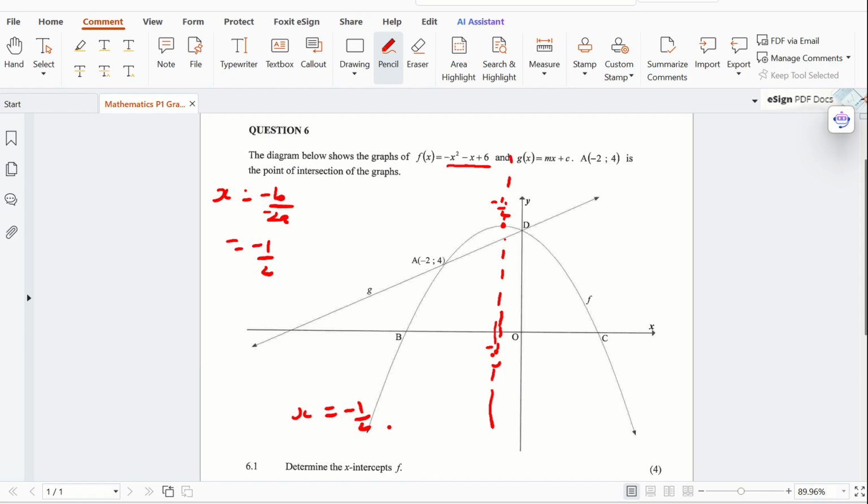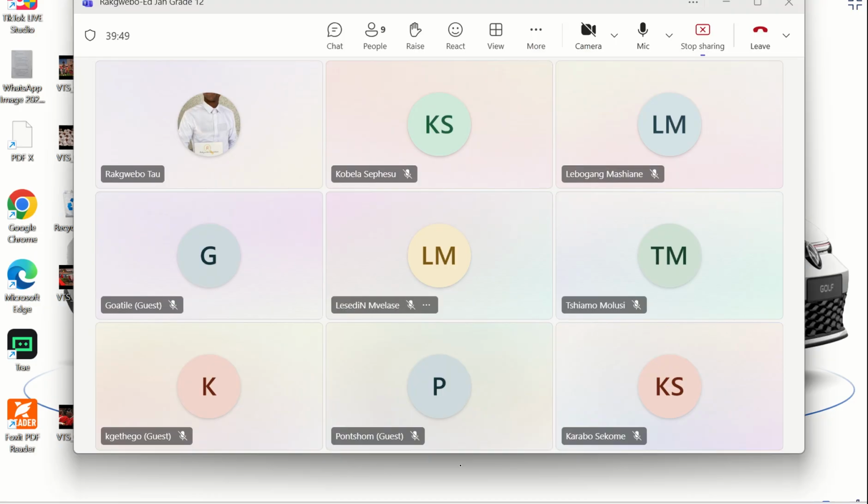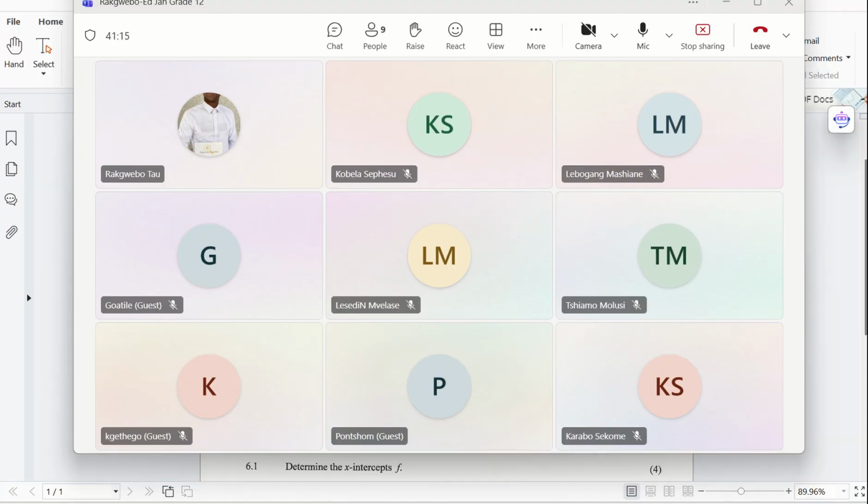Are you happy with what I just showed? I'm gonna show you a different method. My sister's happy. So now I'm gonna show you a different method.